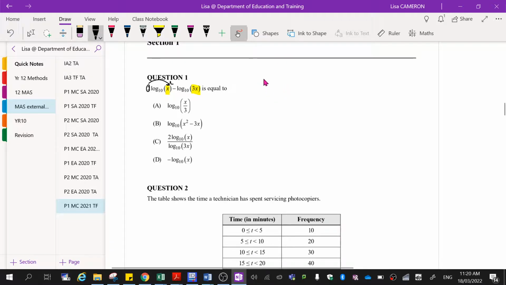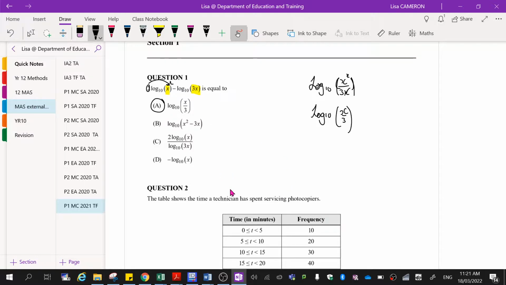So first thing I'm going to do, I'm going to move the 2 above the x squared. So it will become log base 10 of x to the power of 2. Now, because they're dividing, we divide the parts in the brackets. Next, we simplify what we've got here by cancelling out our x's. So that one will cancel with that one, and I'm left with log 10 of x over 3. So that would make our answer A.